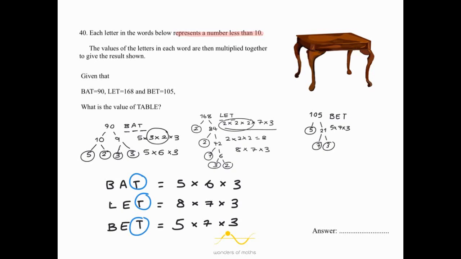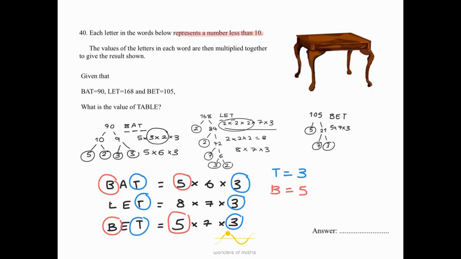Now that we've lined everything up, we can also see that the number 3 pops up in every set, so we can conclude that T is equal to 3. Another common factor is B in both BAT and BET. The only option here is 5, as we've already concluded that the other common factor between them, 3, is equal to T, so B must be equal to 5.